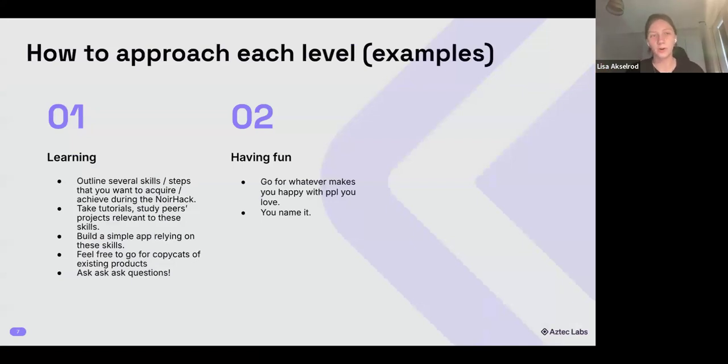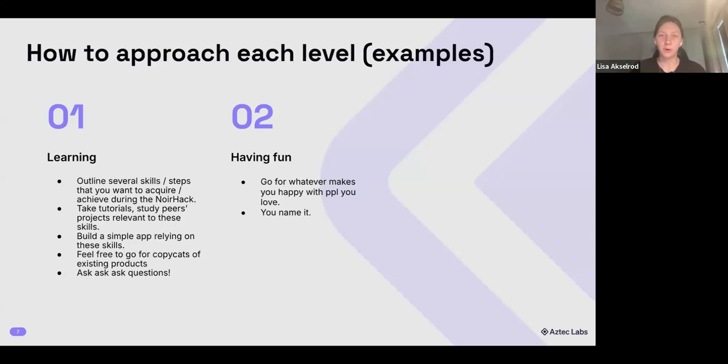So if we are talking about learning, how to approach this one. Again, it's just my suggestions. You can go your way, whatever you want. But if the goal is learning, first outline what skills you want to get. It might be very tempting to try to get everything at once because you see Noir or Aztec, they look cool. You want to be proficient in them, you want to be fluent in them. Take it slowly anyway, outline several skills.